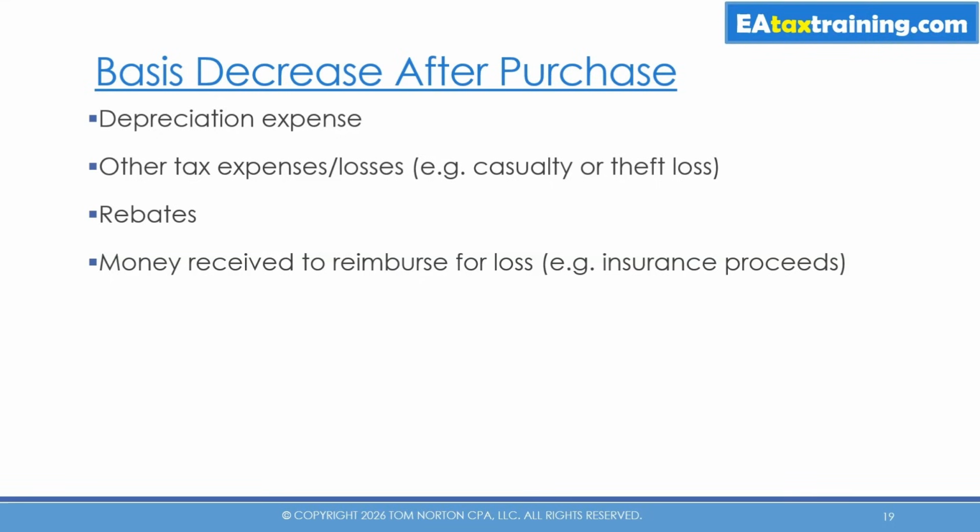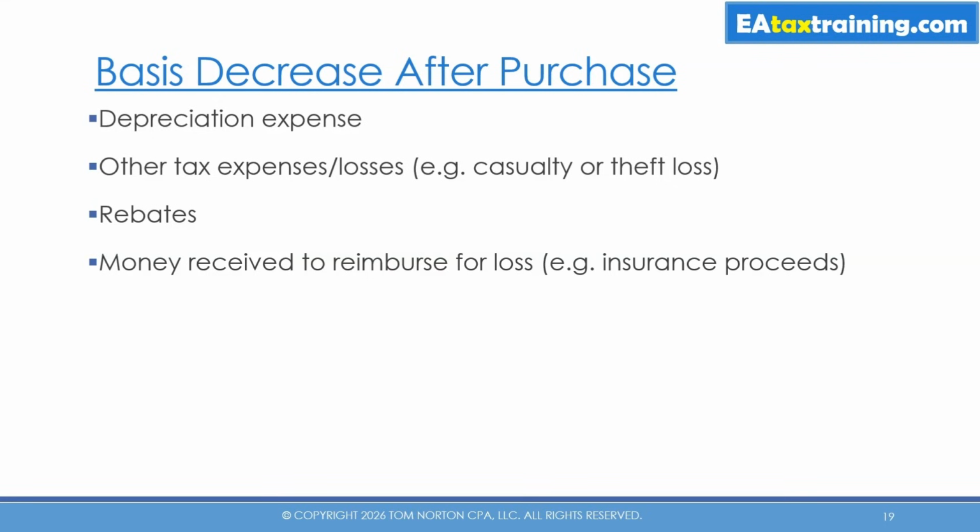Any other tax expenses or losses from that property would also reduce the basis. So if you have a casualty loss related to an asset that you take on your tax return, that would reduce the basis. Any rebates that you get, so you pay $1,000 for an asset, but you get a $100 rebate, your basis is going to be $900. And then any money that is received to reimburse for a loss. So if you have property that is damaged, for example, and you get an insurance payout for that, that insurance payout will decrease the basis.